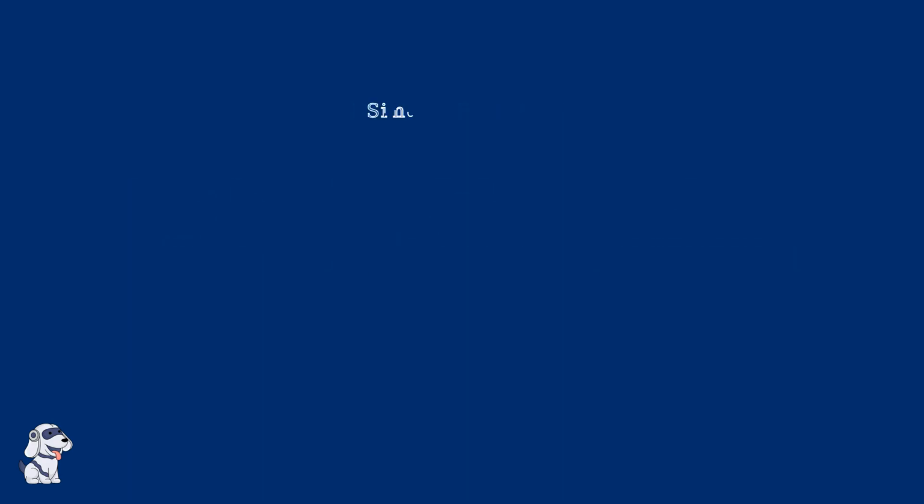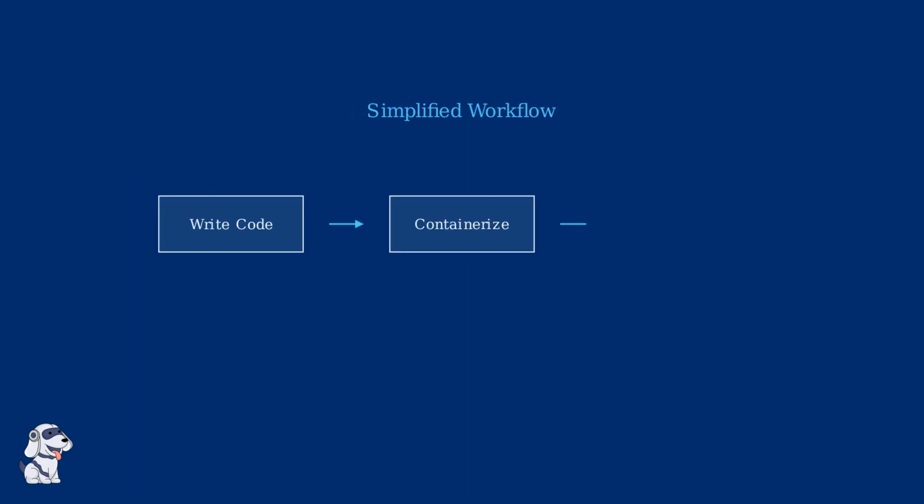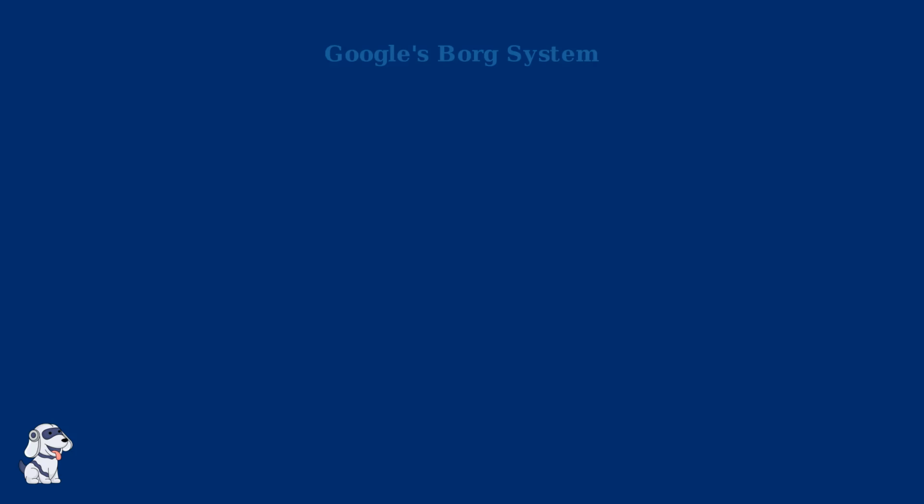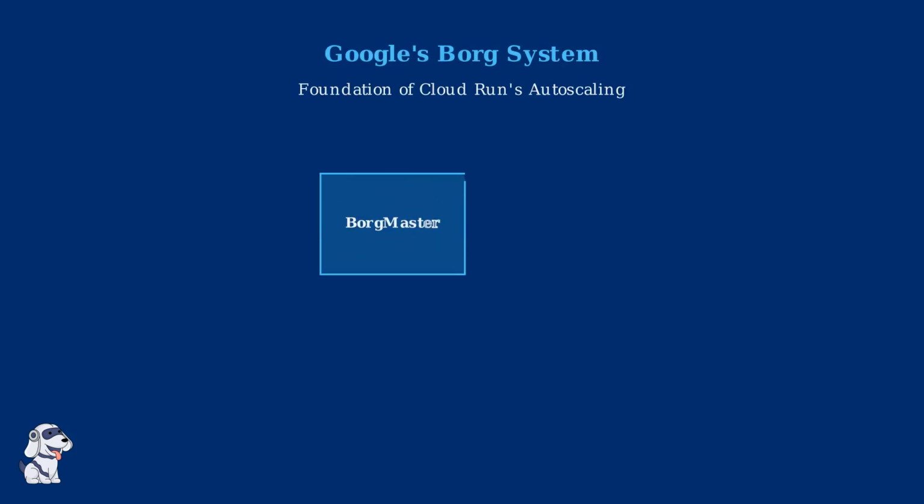The Cloud Run developer workflow is remarkably simple. Write your application, containerize it, and deploy. Google handles everything else, from scaling to security to reliability. Cloud Run's auto-scaling is powered by Google's Borg system, the same infrastructure that runs Google's own services. This battle-tested system provides the foundation for Cloud Run's intelligent scaling capabilities.